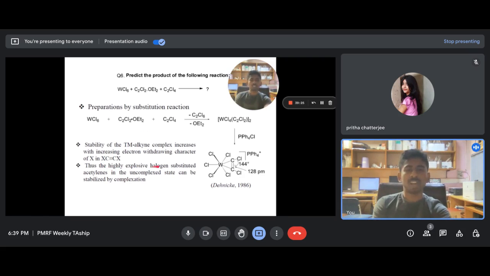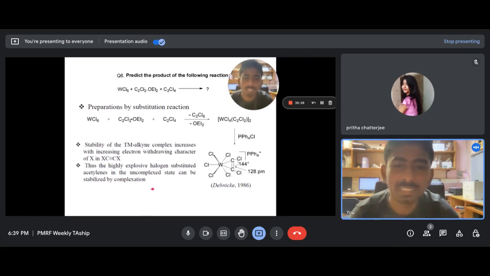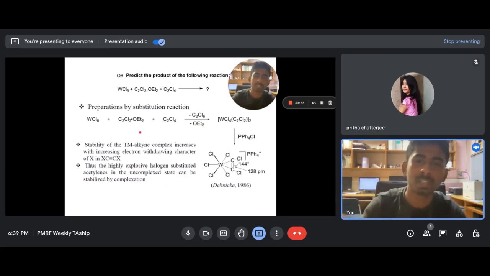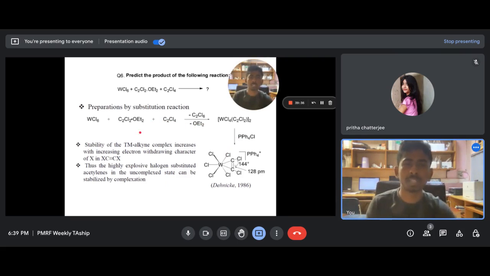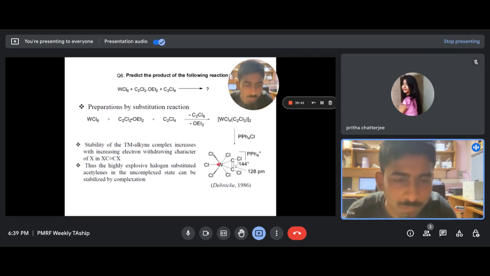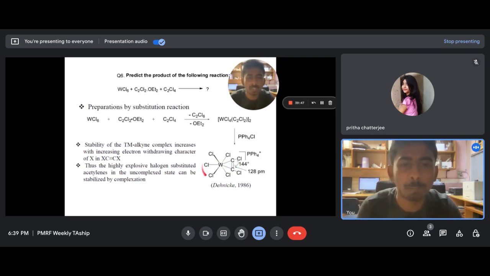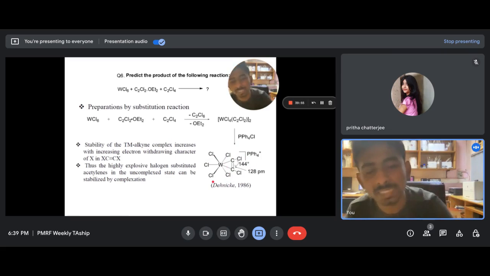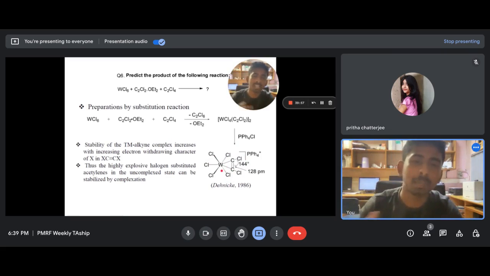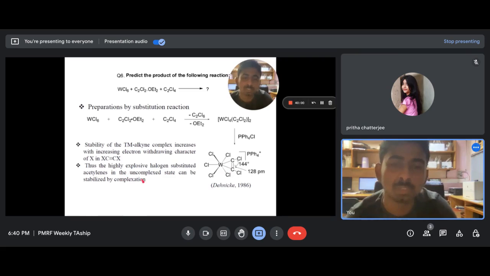And these highly explosive halogen substituted acetylenes in the uncomplexed state can be stabilized by complexation. You see, C2Cl2 is a very unstable compound in the uncomplexed state; it has a highly explosive nature. When it is complexed with the corresponding early transition metal, that is tungsten, this bond is stabilized. So the entire compound can be captured or stabilized by complexation. This is one of the major applications where transition metal complexation can be used to stabilize such highly substituted, highly explosive compounds.